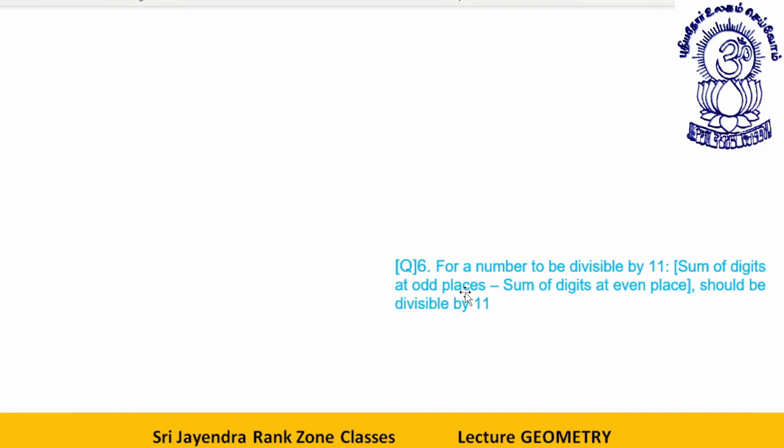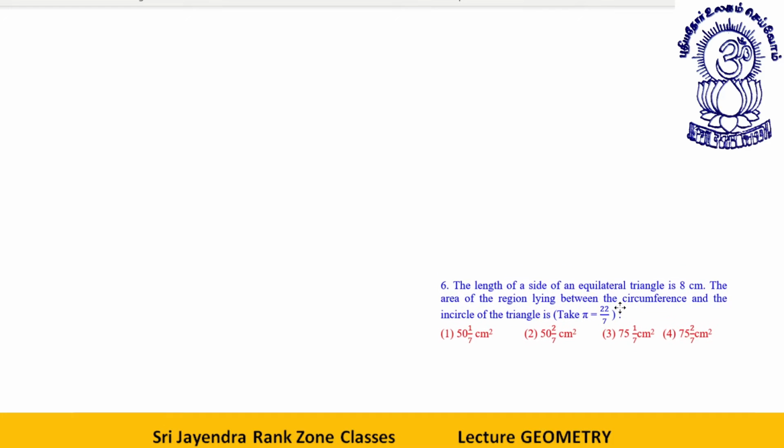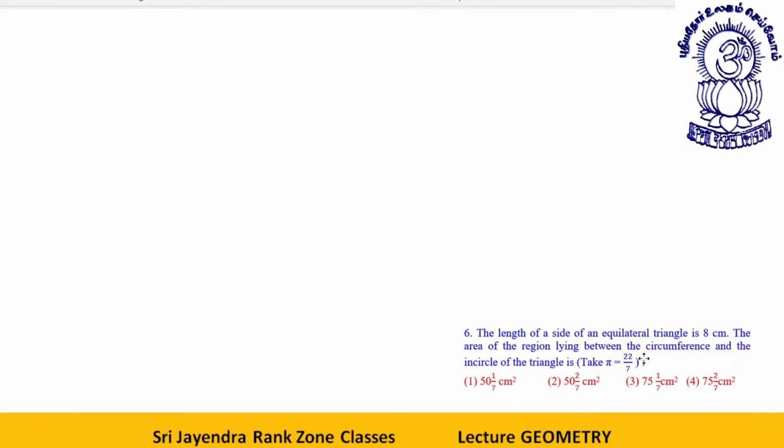The next question is: the area of an equilateral triangle is 8 centimeter. The area of the region lying between the circumcircle and the incircle of the triangle is? See, students, what do you have to find? Again, a good question.